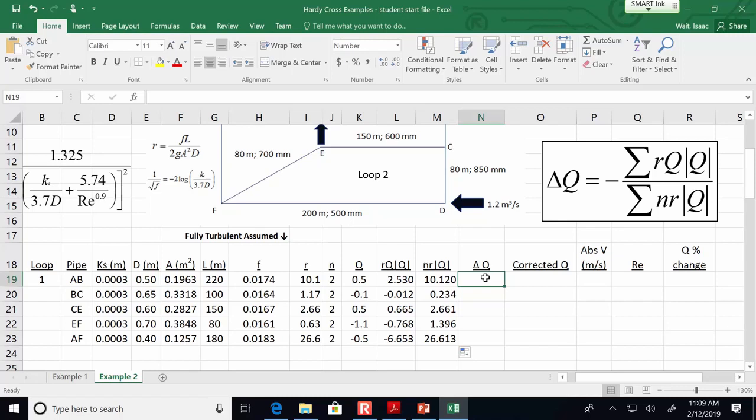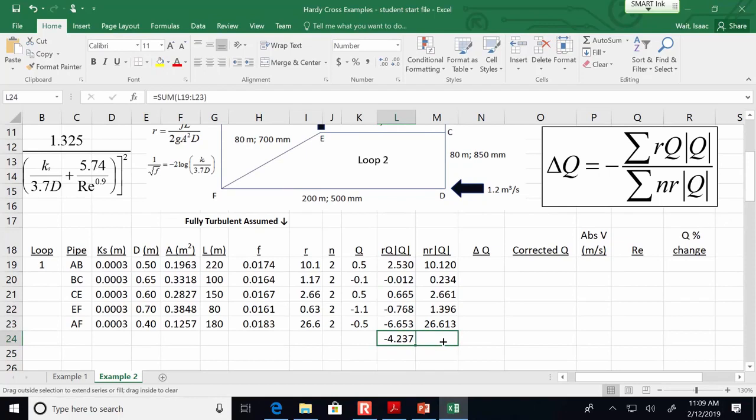So equals minus, oh wait, we don't have the sums yet. So we need to sum all of these. So the sum of these and the sum of above. And I put it in italics just to help to clarify that that's different than the numbers above it, that this is in fact the sum. So now we want to find the delta Q. So it's going to be the minus the sum of the RQ absolute value of Q divided by the sum of NR absolute value of Q.